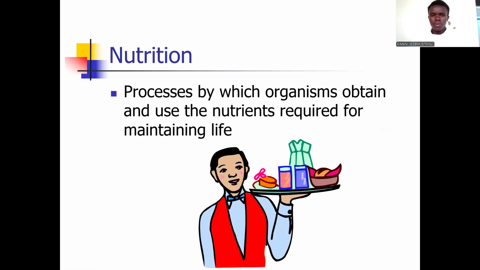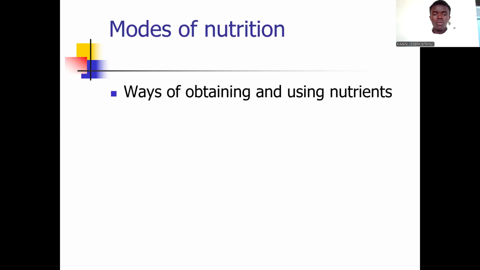Now let's start off with nutrition. It is the process by which organisms obtain and use nutrients required for maintaining life. We are going to define that. Let's talk of modes of nutrition. In simple terms, it's just ways in which they obtain and use those nutrients. So this is what we define as modes of nutrition.